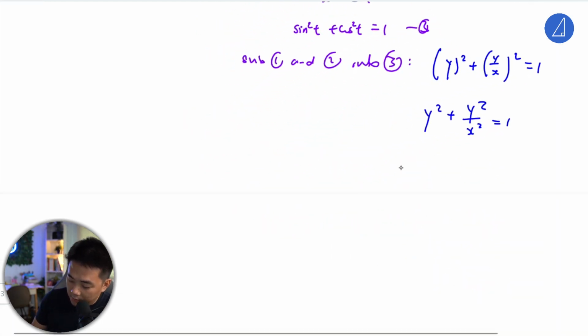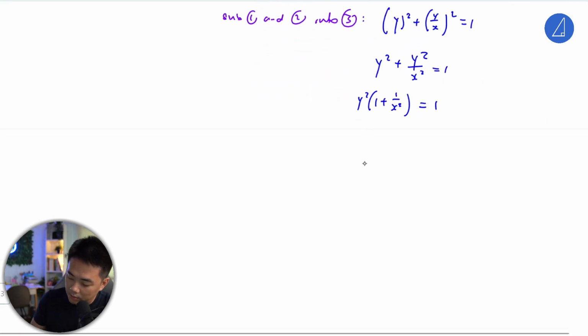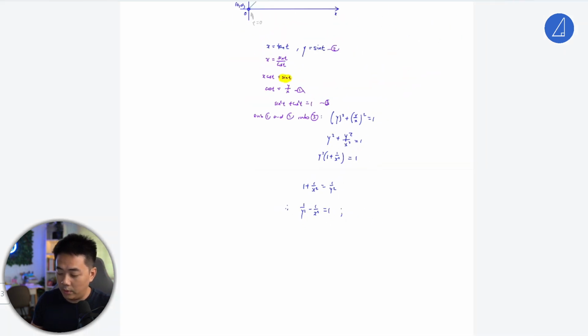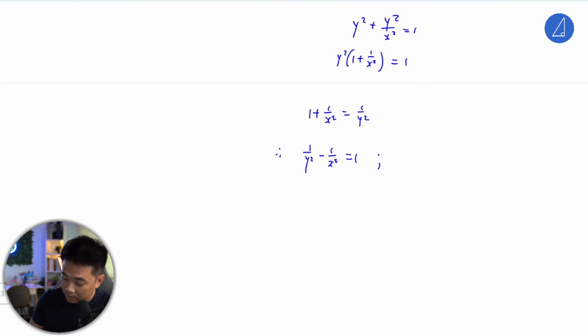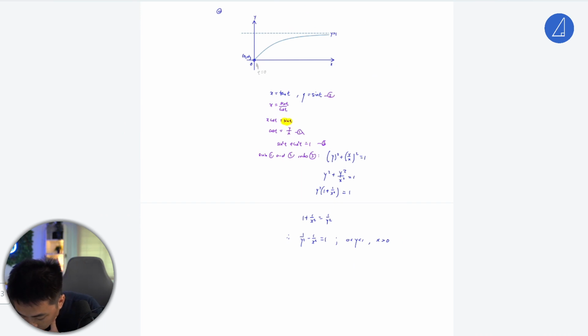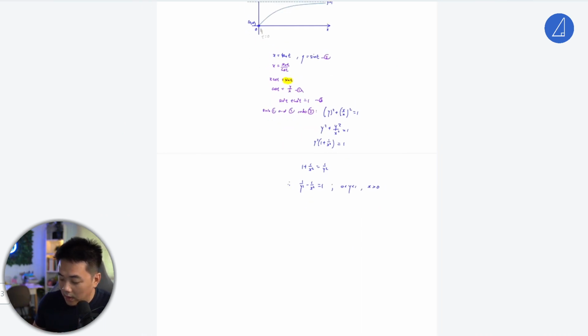Done. So I could also make it nicer. It will be 1 plus 1 over x square equals 1 over y square, so 1 over y square minus 1 over x square equals 1. What we could do is just put, where y is between 0 and 1 and x is bigger than 0. Yeah, seems like it. So there you go.